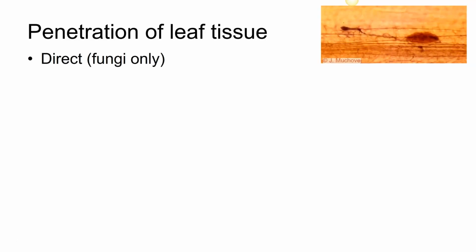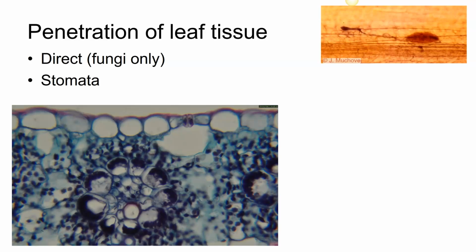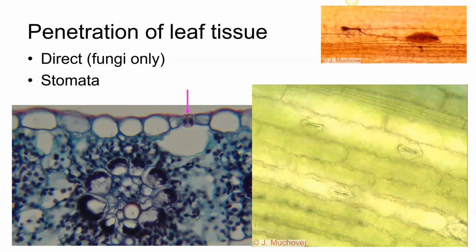One of the things we always look at is how do these things get into tissues? One methodology is direct. We talked about that with fungi, where the fungus goes and penetrates directly. We have one group where they get in through the stomata. The stomata are little openings on the outside of the plant. You can see a stomata right there and the substomatal cavity underneath of it. When that's open, anything can migrate in. Over here, we've got a top view of stomata. You can see the stomata there.